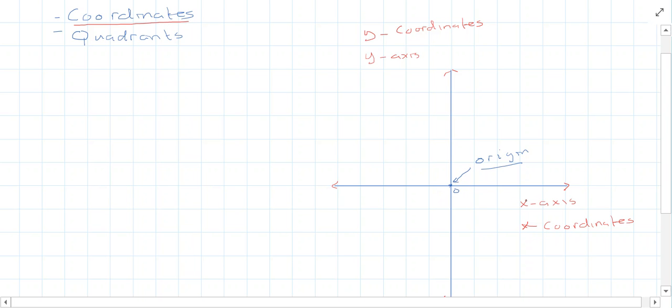Now if we think about the x-axis, this right hand side here is going to hold all the positive values, the positive integers, and this left hand side here is going to hold all the negative integers. So this is 0, and then we can make this 1, this 2, this 3, 4, and then this one here will be 5. These are the x coordinates, the positive x values.